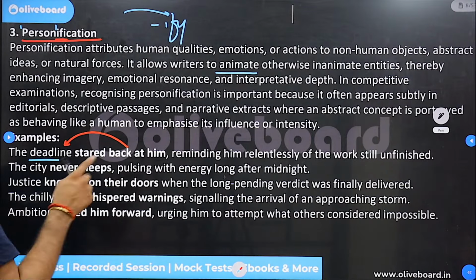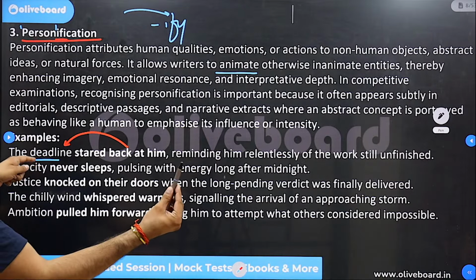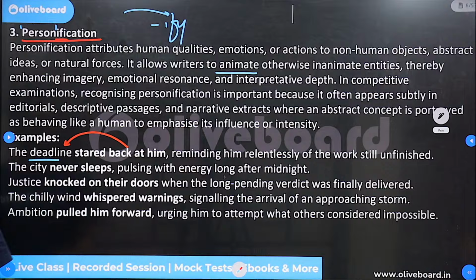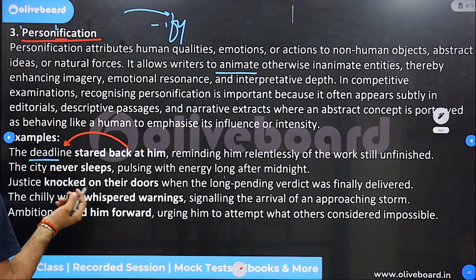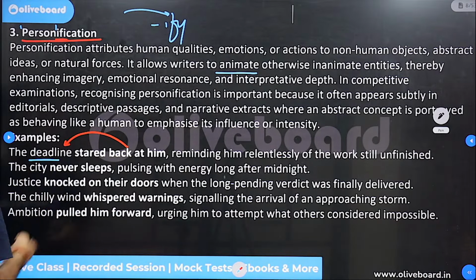The deadline stared back at him. Someone is staring at him, so it should be a human being. Objects can't stare. And if they do, that is personification, reminding him of the work still unfinished. The city never sleeps. Mumbai never sleeps. Fine, but does a city sleep? Probably the people of the city sleep. No, no, this city never sleeps. Then the city is the personified object, pulsing with energy long after midnight.